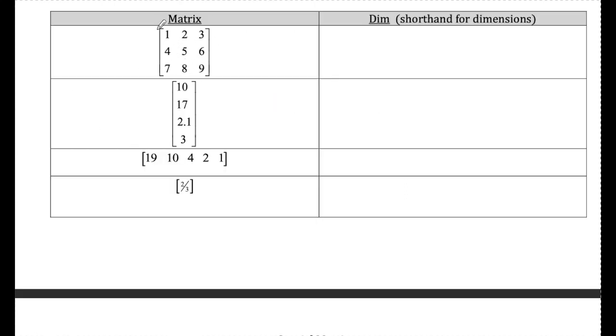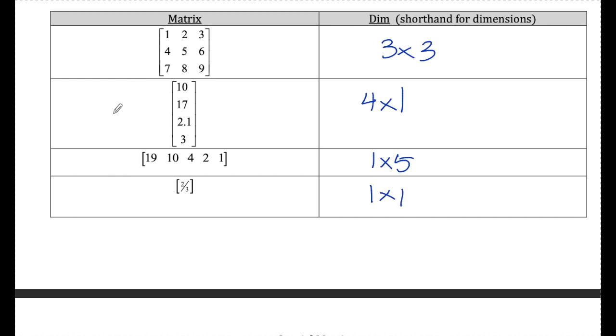First one, this matrix has 1, 2, 3 rows and 1, 2, 3 columns. So this is a 3 by 3 matrix. This matrix has 1, 2, 3, 4 rows and only 1 column. That's a 4 by 1 matrix. This matrix has 1 row and 1, 2, 3, 4, 5 columns. So that's a 1 by 5 matrix. This matrix just has 1 element, that's 1 row and 1 column, so that is a 1 by 1 matrix.